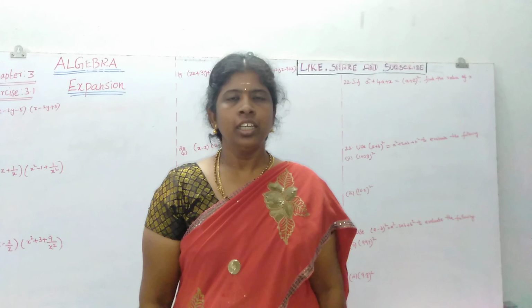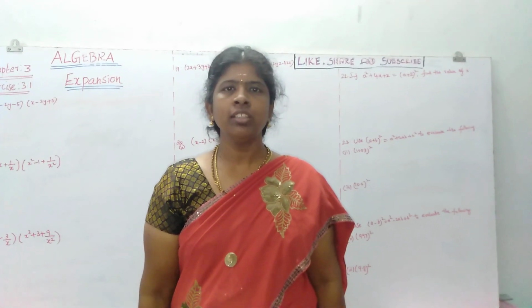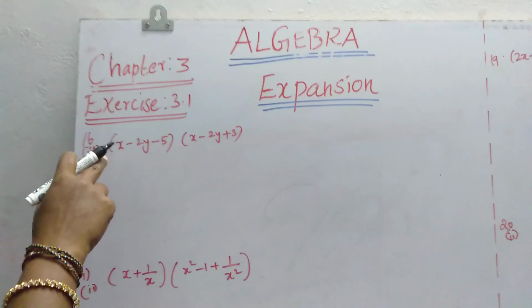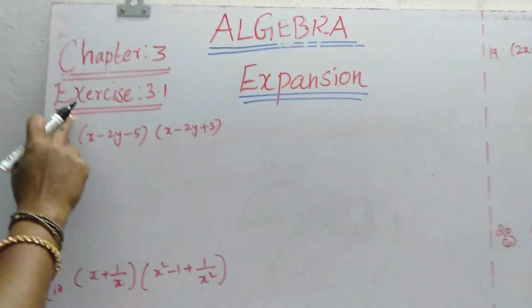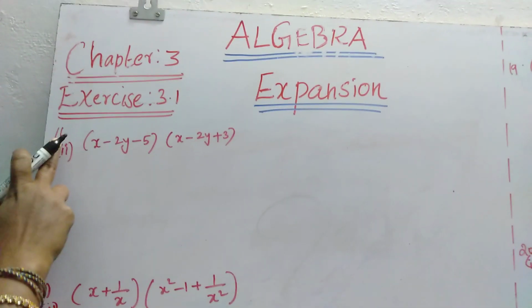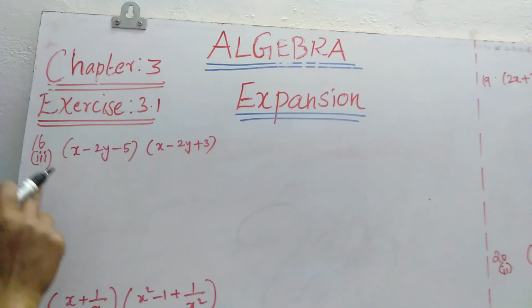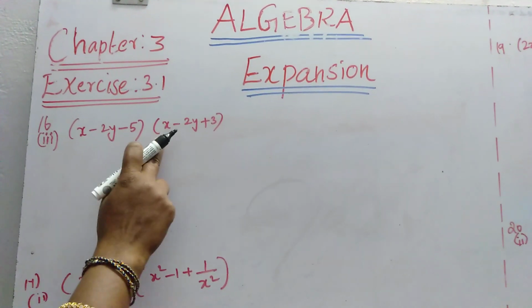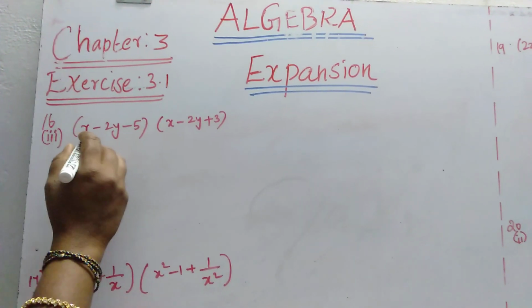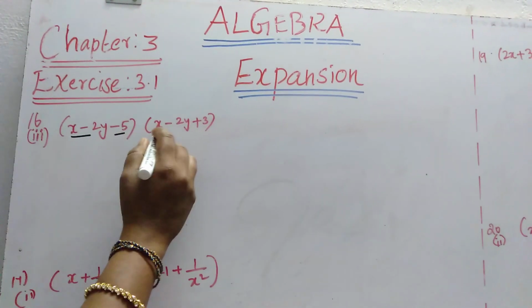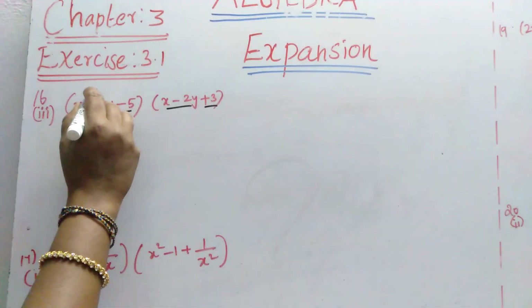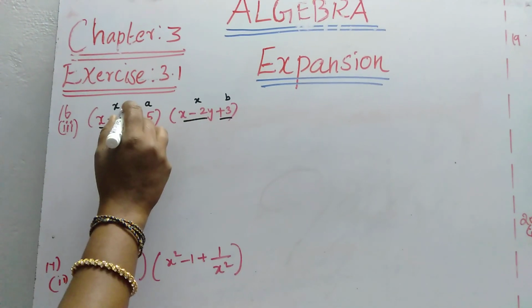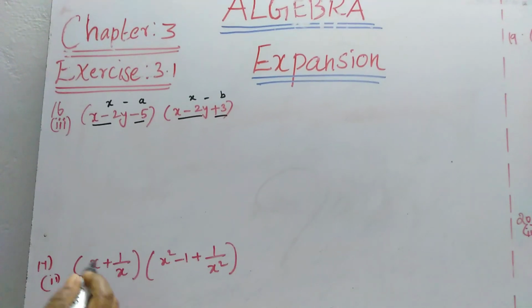Channel. Now let us solve the algebraic problems which are based on identity. Chapter 3, exercise 3.1. Question 16, third subdivision. The question is (x - 2y - 5)(x - 2y + 3). So we are going to split it into two forms: this one as x and this one as a, and this one as x and this one as b, which is the (x - a)(x - b) form.